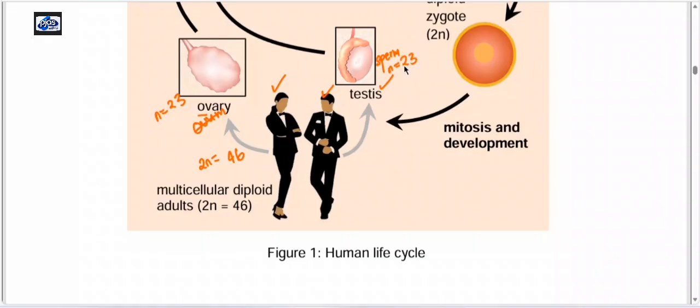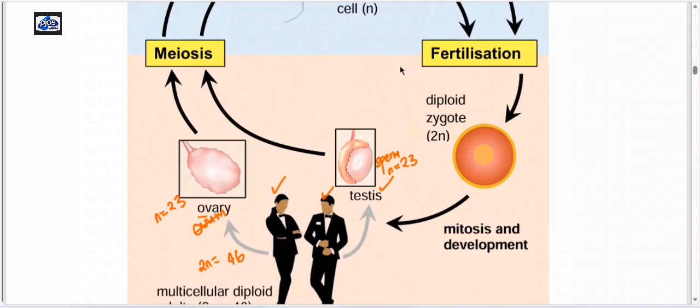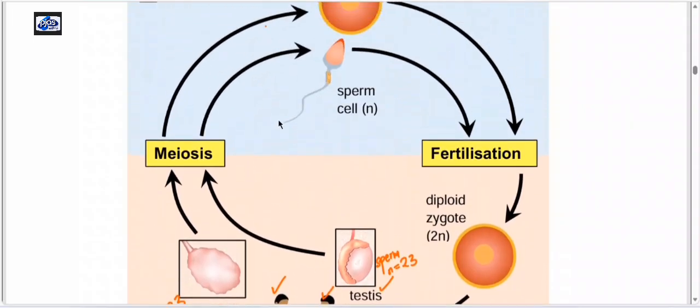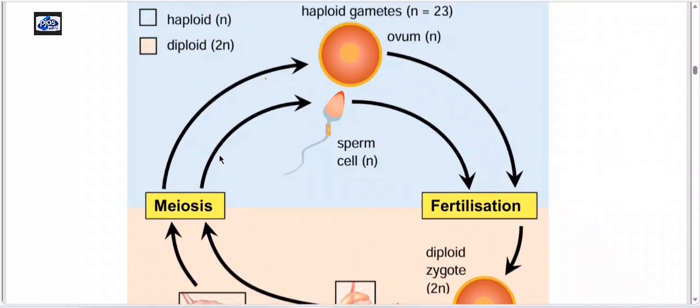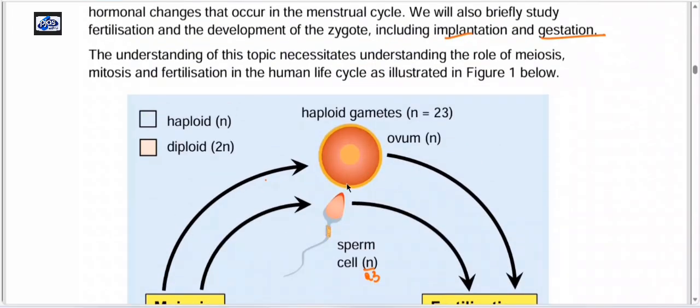So now we have formed the sperm and the ovum. This is what we did here, meiosis. I was just explaining how the chromosome number is halved. So meiosis forms gametes in male and female. Here we have the sperm cell, which represents haploid. And that is where we have the fusion of the sperm and the ovum. So here we have fertilization.